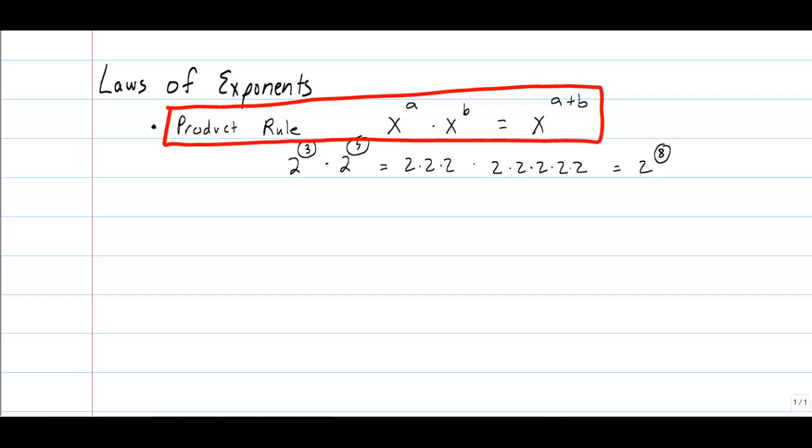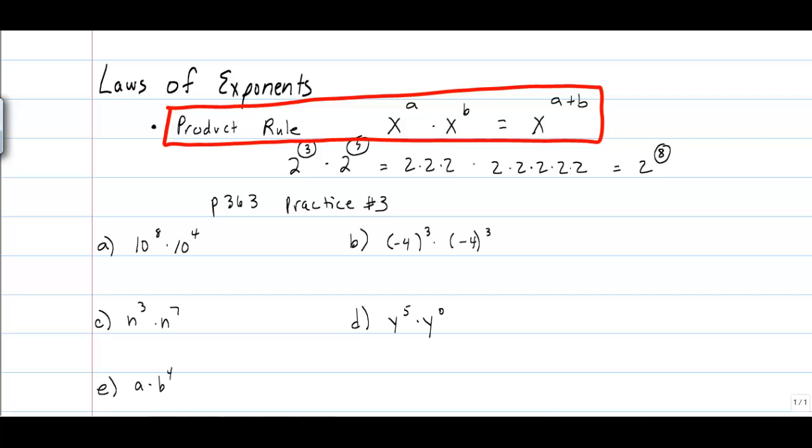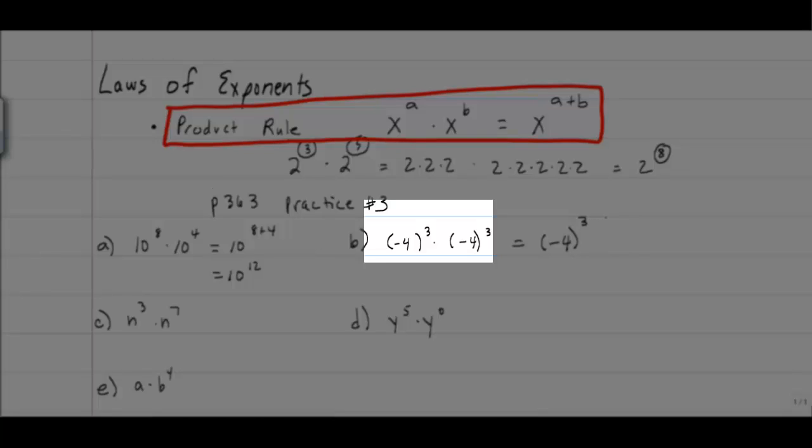So I'd like you to pause the video, go to page 363 in your textbook, and work on practice number 3. Alright, let's go ahead and review these. 10 to the 8th times 10 to the 4th is simply 10 to the 8 plus 4, or 10 to the 12th. Just because we have negative numbers in our exponents, we're not going to change our rules.